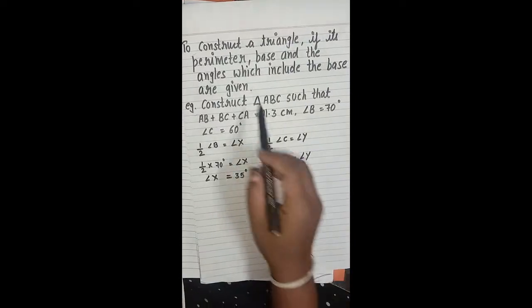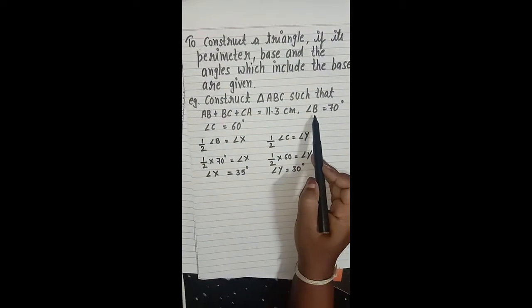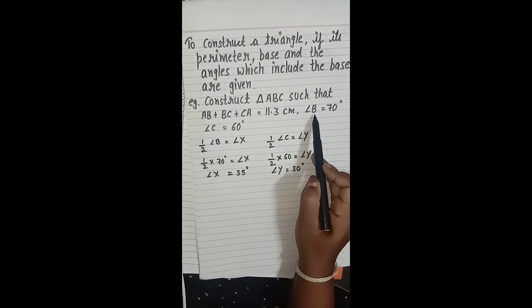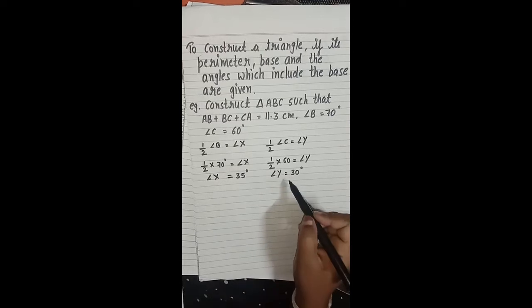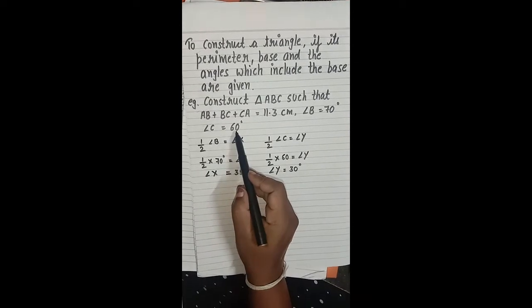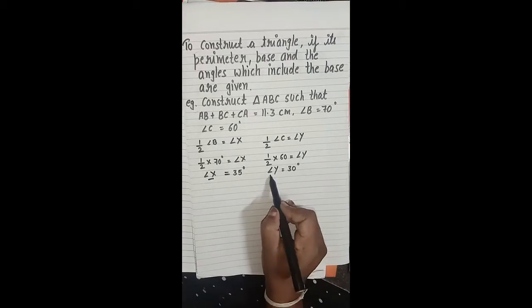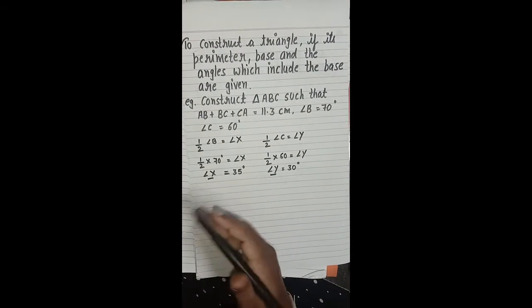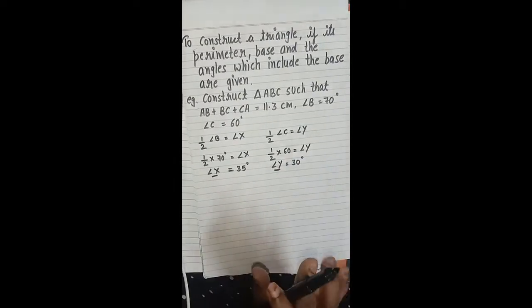Now it is important to learn how to construct. Your first step will be to take half of the given angles. So angle X is 35 and angle Y is 30. These are not angle B and angle C, that's why we take different names. You can take any other names; I have taken angle X and angle Y.